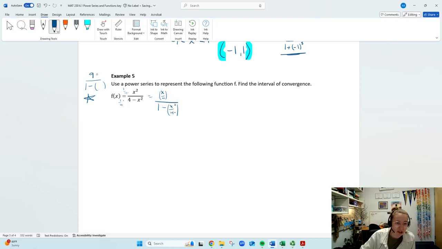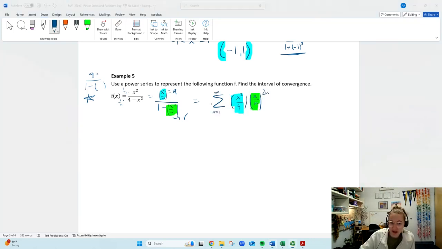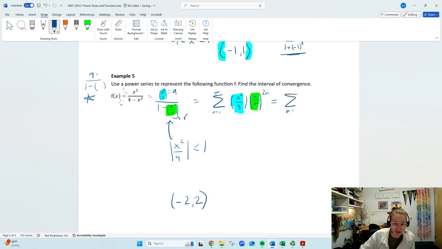So now I officially have my a value and my r value, and I can write this as a geometric series. There is my geometric series, and since that's my r value, my x squared over 4 is what has to have an absolute value less than 1. If I finish solving that out, I should get my interval of convergence to be -2 to 2. I can also simplify this down and make it look a little nicer if I want to. If I do, I'll get x to the 2n plus 2 over 4 to the n plus 1.